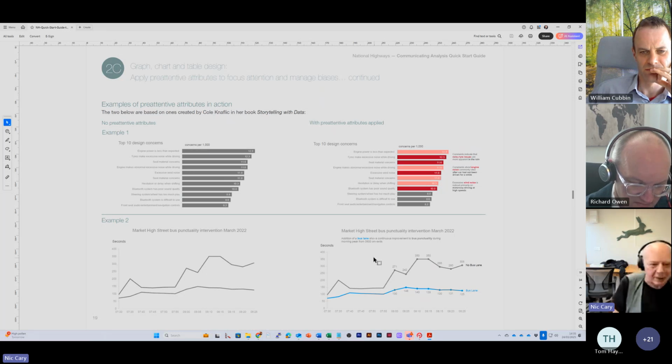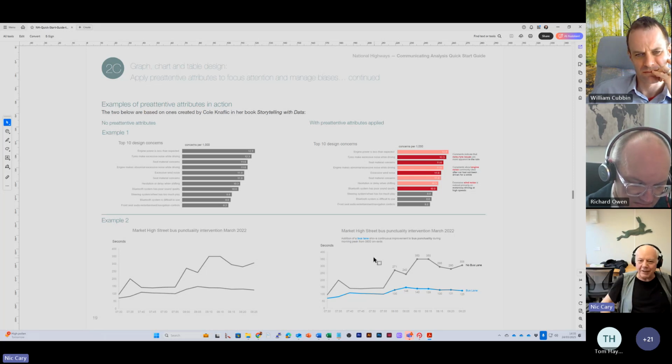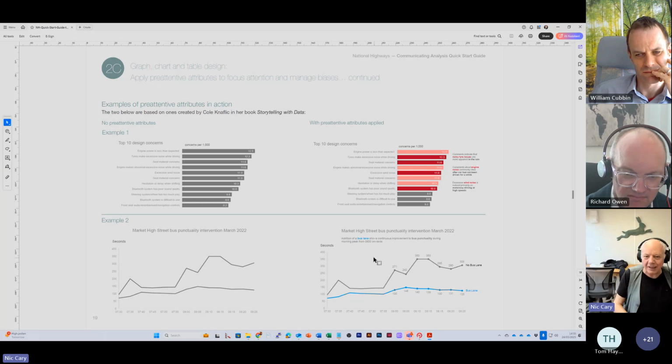You can apply pre-attentive attributes. So you can see the one on the left gives you the top 10 concerns per thousand, but on the right you can actually use color to highlight, and then little comments, so that you're using a mixture of color and comment in order to home in on particular things.